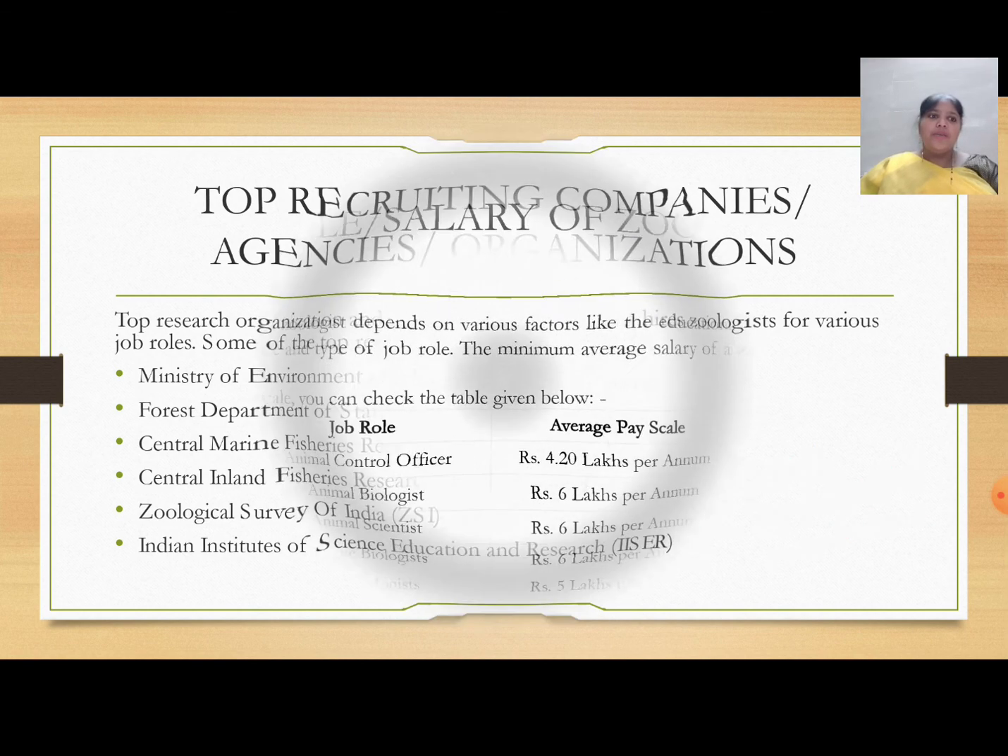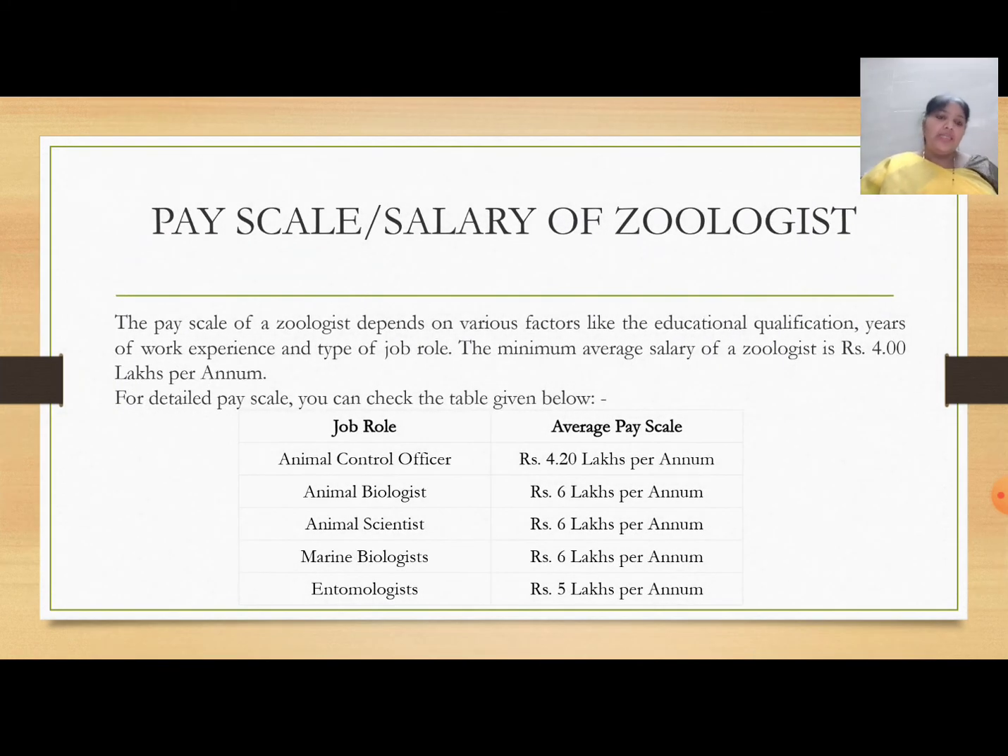So with this, I come to the pay scale. This is just a pay scale, it is not the actual pay scale. With zoology as a core subject, basically a person can have an average salary of up to 4 lakh. Usually engineers also have this much pay when they start their careers. If you're an animal control officer, you can earn up to 4.2 lakh. If you're a biologist, up to 6 lakh. If you're a scientist, up to 6 lakh. It can be more. This is the starting salary.